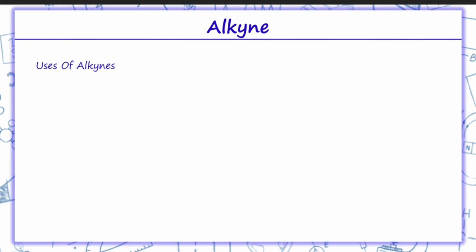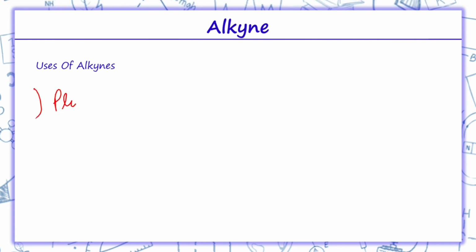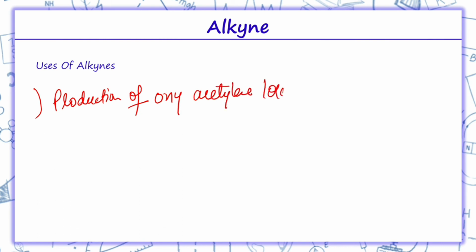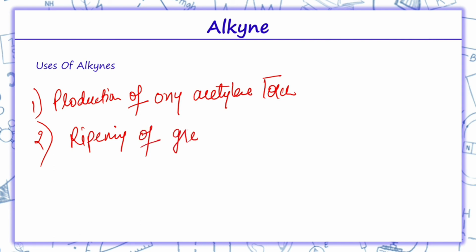Now coming to the uses of alkynes. Alkynes are used in the oxyacetylene torch. Next, they are also used in ripening of green fruits, that is ethyne is used, for artificial ripening and preservation of fruits.